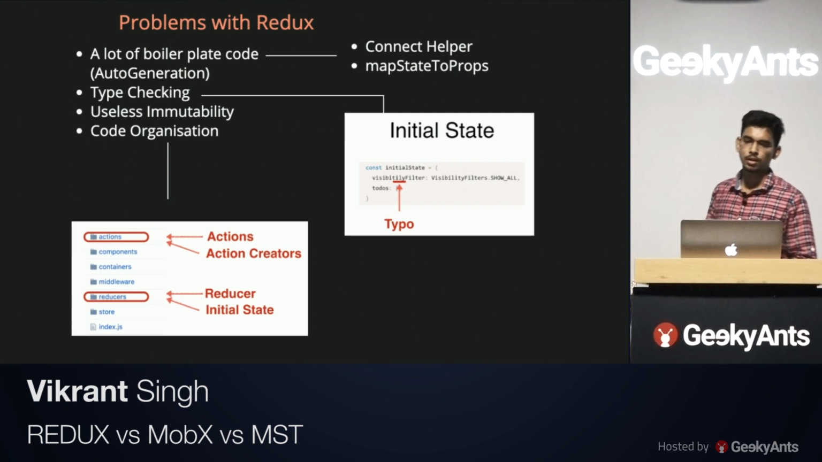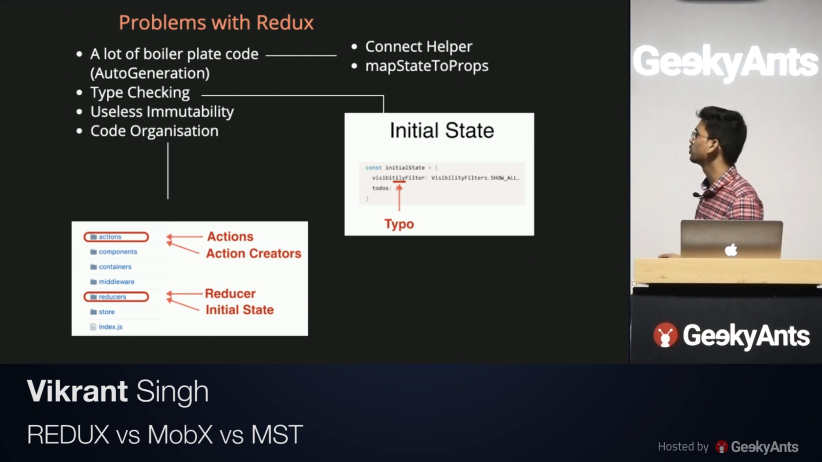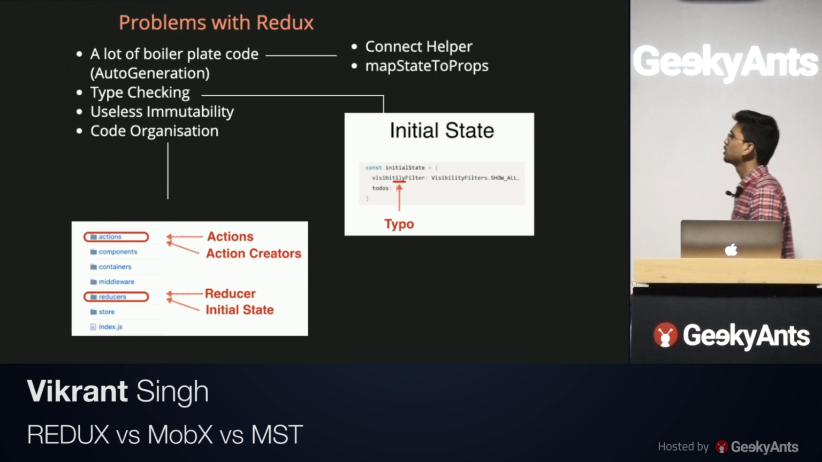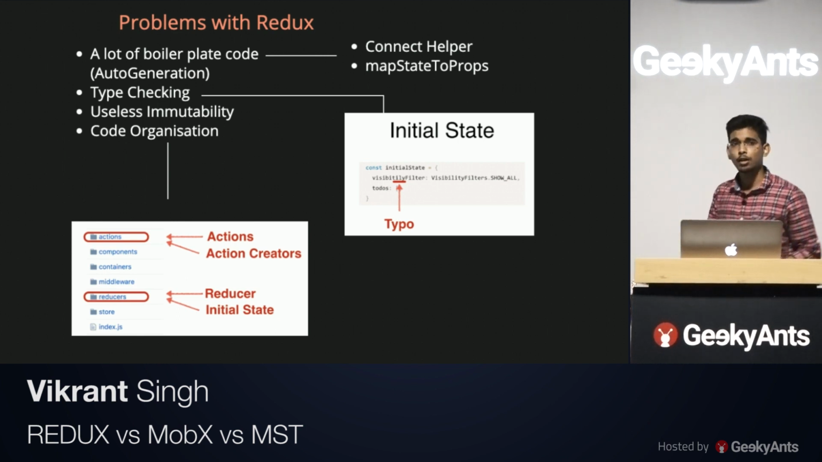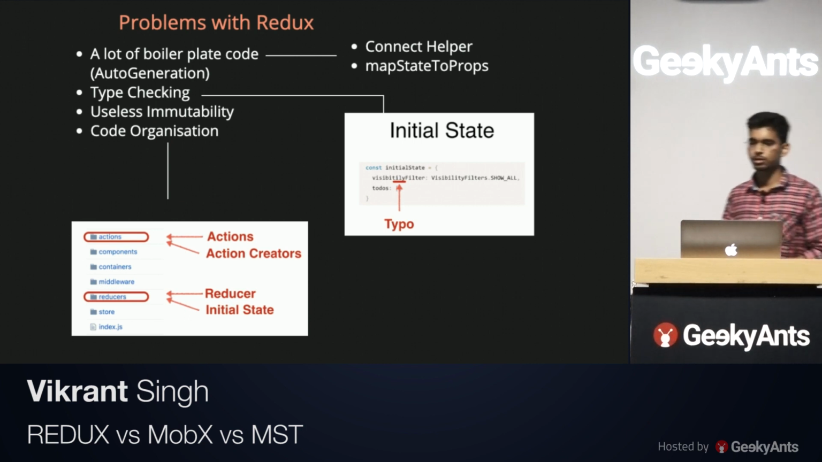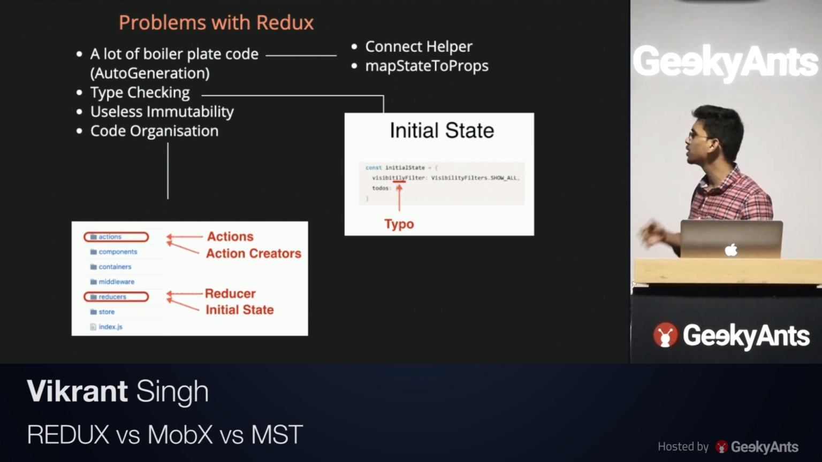And now we also have some problems with Redux. In Redux, you have to write a lot of boilerplate code. You have to write a lot of lines of code, and do a lot of messy stuff like the connect helper function, mapStateToProps, mapActionToProps. So we need some kind of auto generation in our code, just to make our work easy.